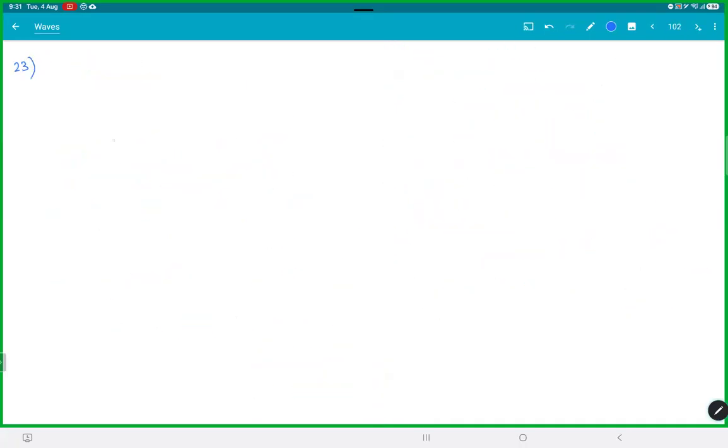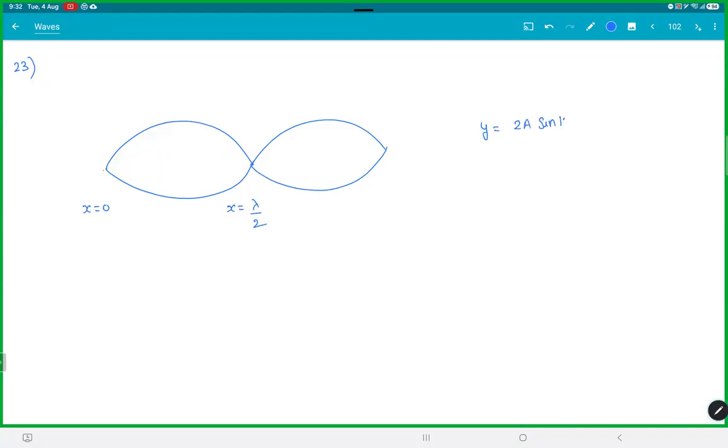We have a stationary wave. X is equal to 0, X is equal to lambda by 2. This question would be a pretty good one. Y is equal to 2a sin kx cos omega t. This is the general equation, let's say. So if a wave is moving, there'll be energy inside. Find the energy of one loop, or find the total energy stored in one loop.